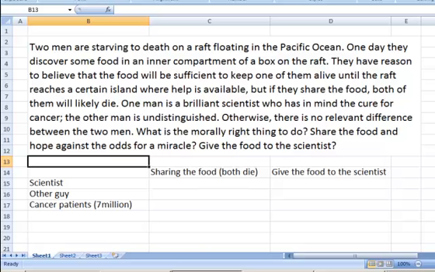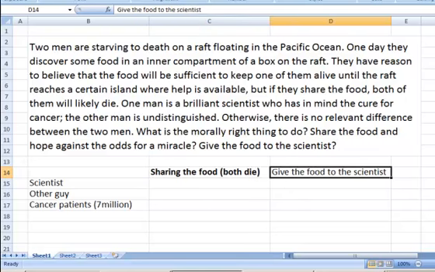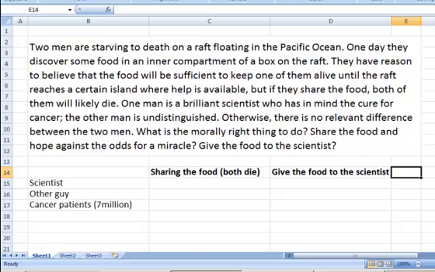So in this case here, we have a choice between two actions. We can either share the food, and let's say if we do share the food, then both men will die, or we can give the food to the scientist so that he can live and create the cure for cancer. And so in order to figure out which one is the morally correct action, given that we have to choose one of them, we need to look at everyone who will be affected.